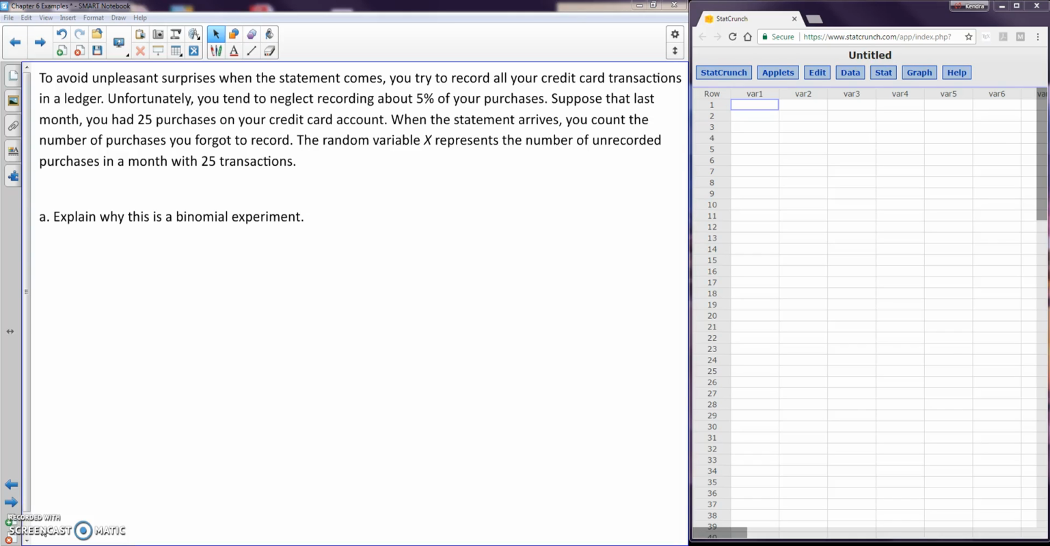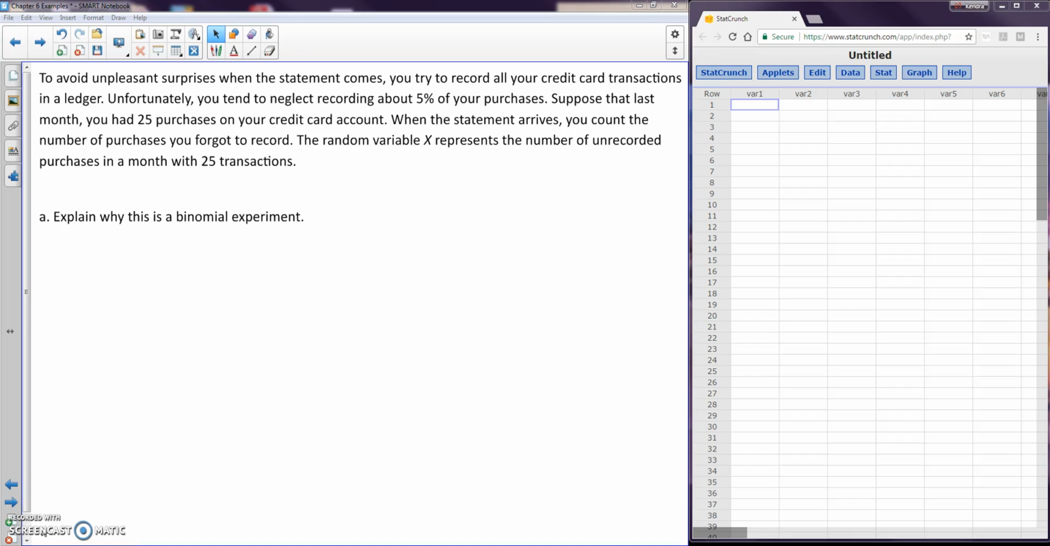Let's look at an example where we're computing binomial probability distribution probabilities. To avoid unpleasant surprises when the statement comes, you try to record all your credit card transactions in a ledger. Unfortunately, you tend to neglect reporting about 5% of your purchases. Suppose that last month you had 25 purchases on your credit card account. When the statement arrives, you count the number of purchases you forgot to record.